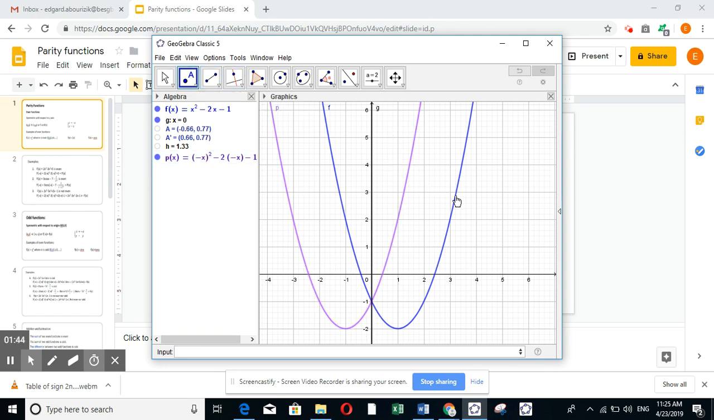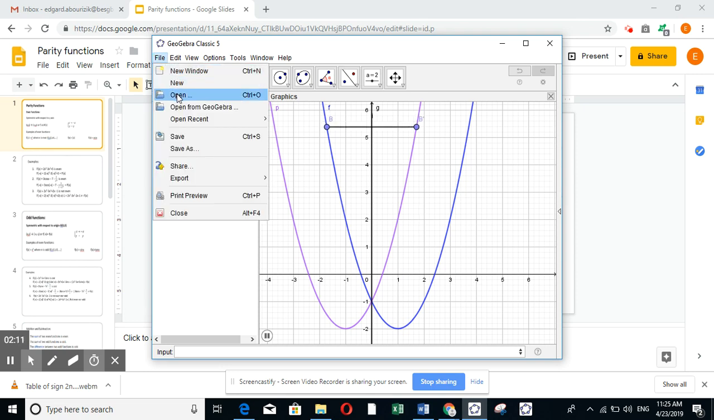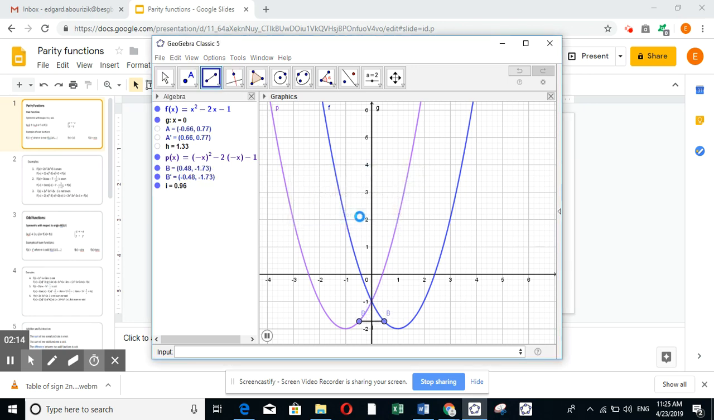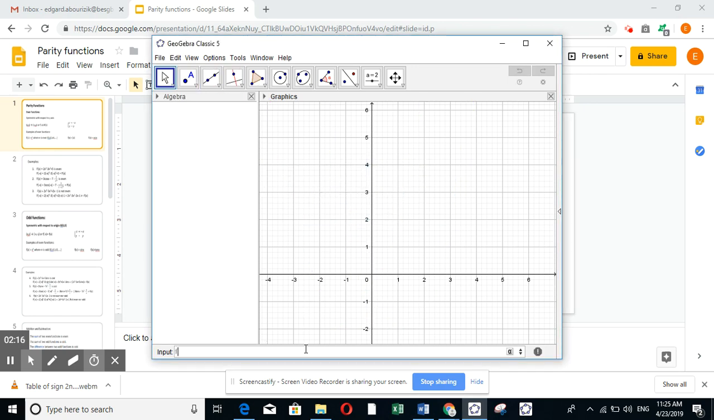So if you pick a point on that side and you do the symmetry with respect to this line, the y-axis, you have a point opposite to it. So by definition, if you replace x by minus x and you keep y as it is, nothing will change. This is called an even function.